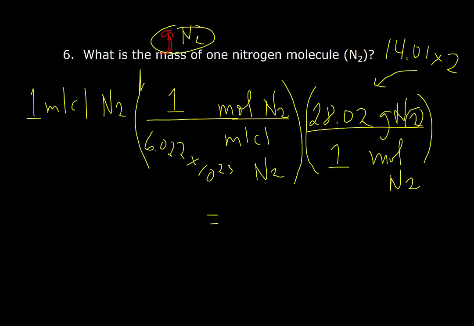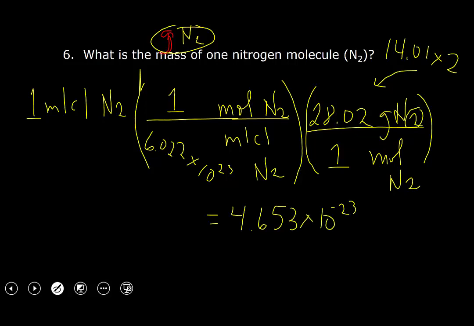And that will give you 4.653 times 10 to the negative 23 grams. If we think about this, it should be a very small number, and this is a very small number because we're talking about the mass of just 1 nitrogen molecule.